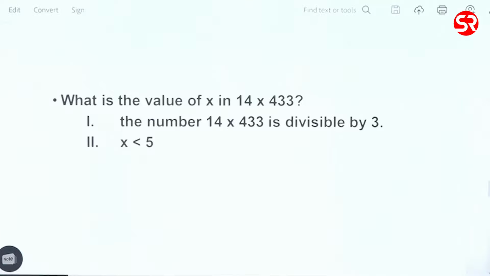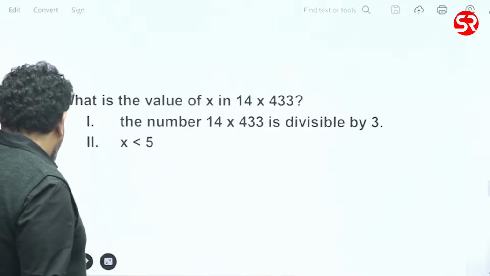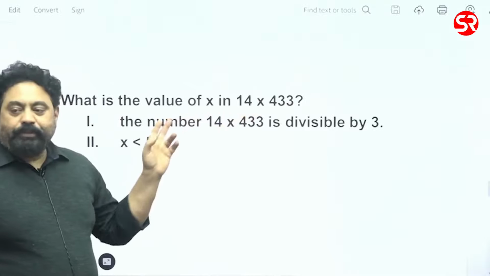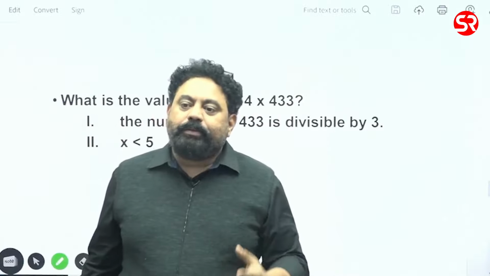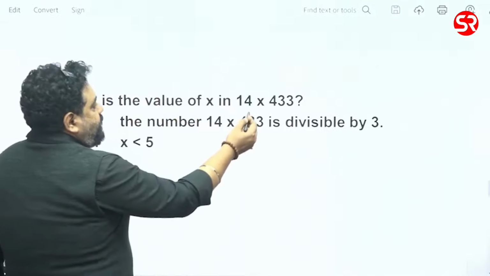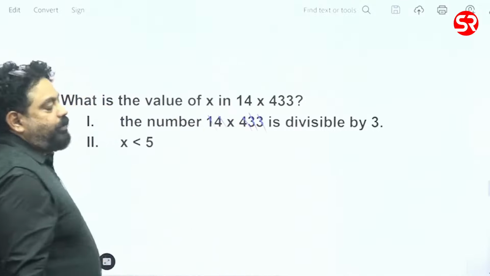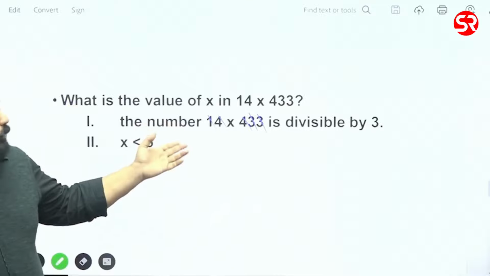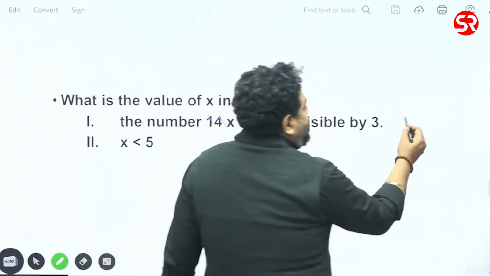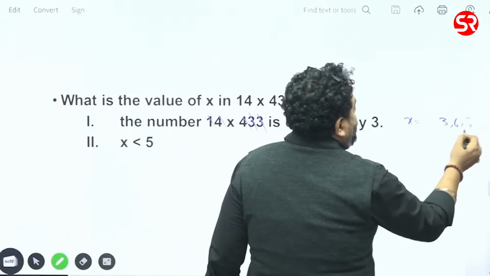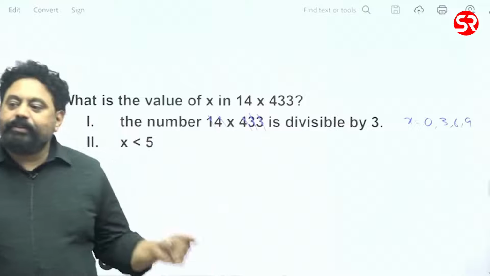See, it all comes down to these kinds of questions. He's saying, what is the value of x in 1, 4, x, 4, double 3? He says the number is exactly divisible by 3. What is the divisibility rule of 3? Ignore multiples of 3. So 1 plus 4 plus 4 is 9, plus 9, and 3 and 3. So only x is left. So what is the value of x? X can be 3, 6, 9 as well as 0. 0 can also be there.